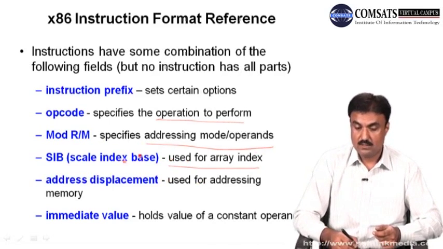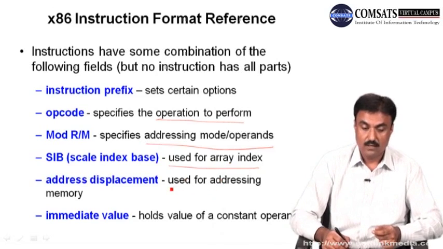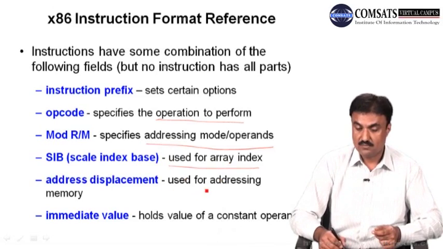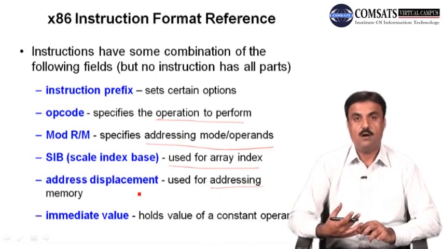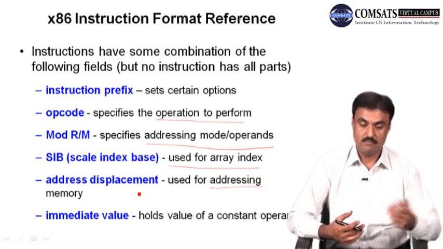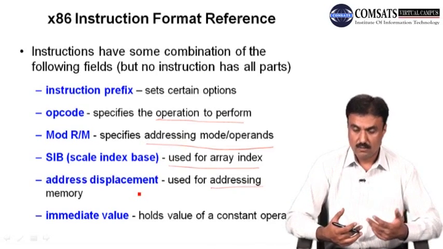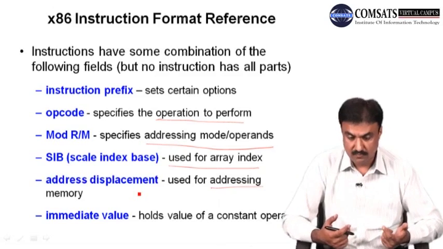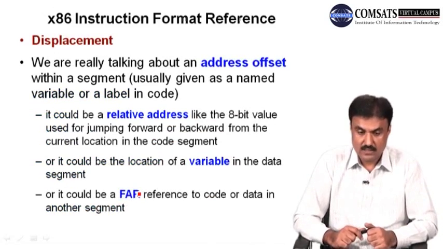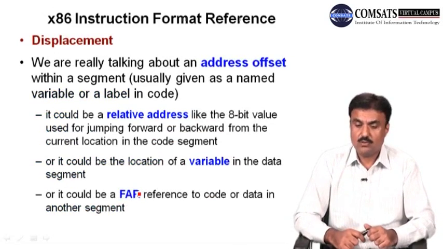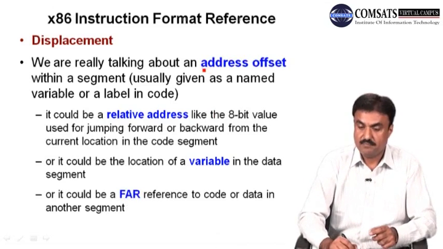The scale index is the addressing mode used when we are accessing arrays, and the address displacement is for addressing memory when we are going to refer to variables, or when we are going to perform jump or other instructions, for example. So address displacement and so on. What is the address displacement? Here we'll discuss it. The address displacement is actually nothing but an address offset.